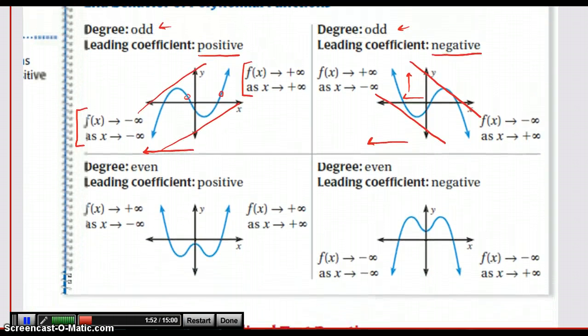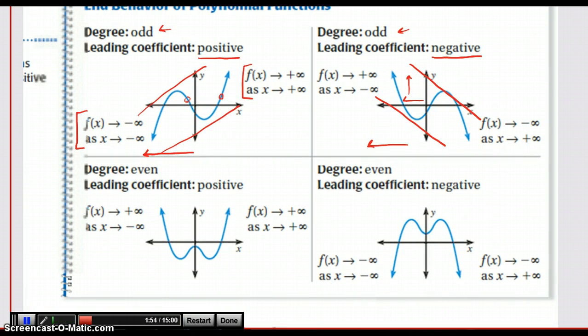If we look at even functions, we can see that the end behavior is in the same direction. So if we're looking at an even degree, if we're looking at a positive leading coefficient, our end behavior both are up, and if your leading coefficient is negative, your end behavior is both down.